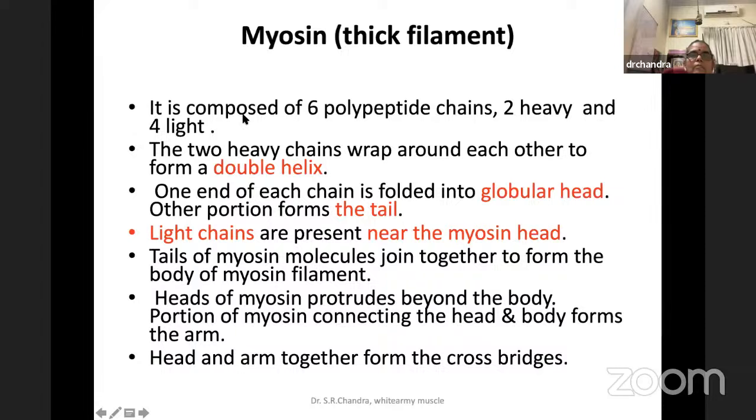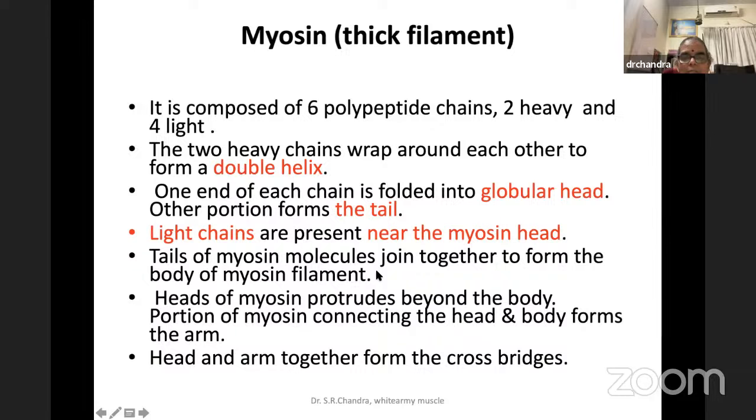Myosin contains 6 polypeptide chains, 2 heavy and 4 light chains. The 2 heavy chains wrap around each other and form a double helix. One end of each chain is folded into a globular head and the other is the tail. The light chains are present near the myosin head. The tails of the myosin molecule join together to form the body of the myosin filament.